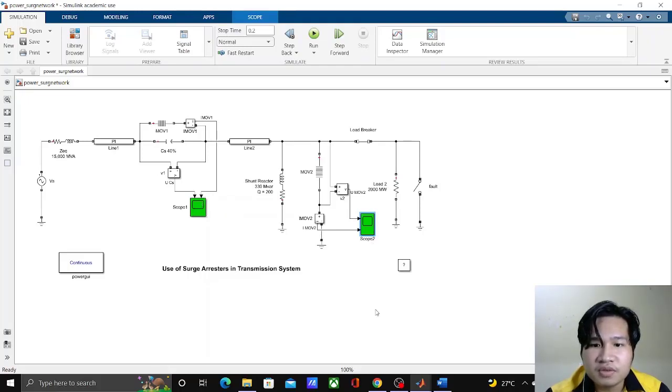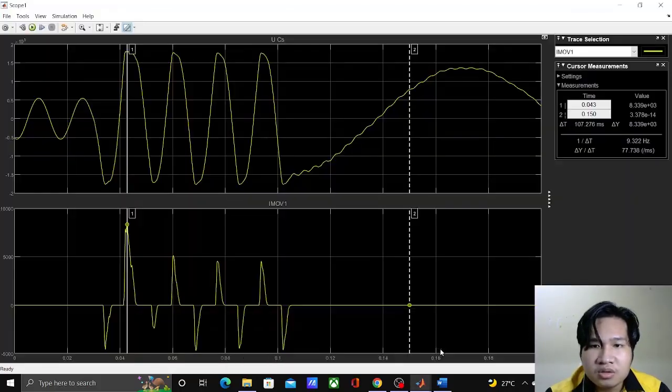So let's move on with our result analysis. Here we have the graphical result from Scope 1. The graph above provides the voltage against time for our capacitor, and the graph below is our current graph at our metal oxide varistor. This graph is current against time.